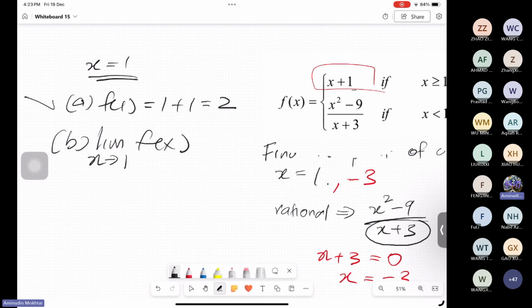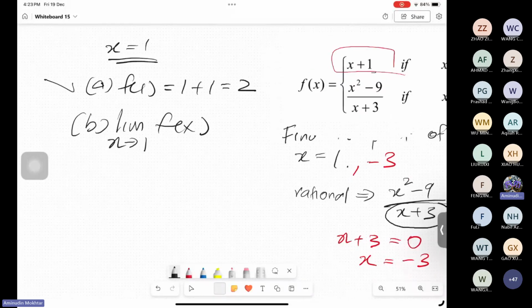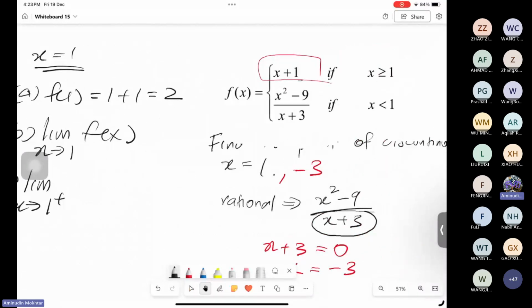We need to find the limit of f(x) when x approaches 1. In this case, we need to find the right hand limit and the left hand limit. The right hand limit is when x approaches 1 from the right. In other words, we choose any value of x that is close to 1, but greater than 1.